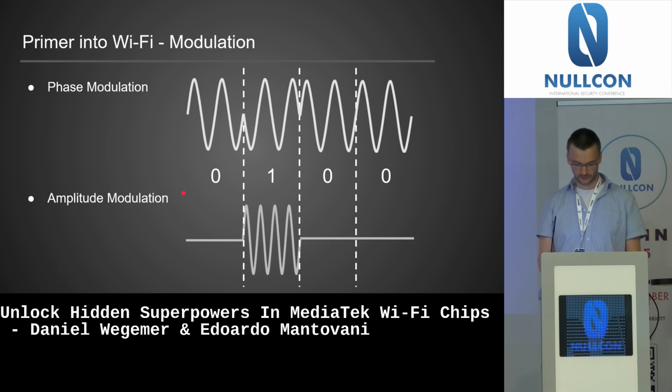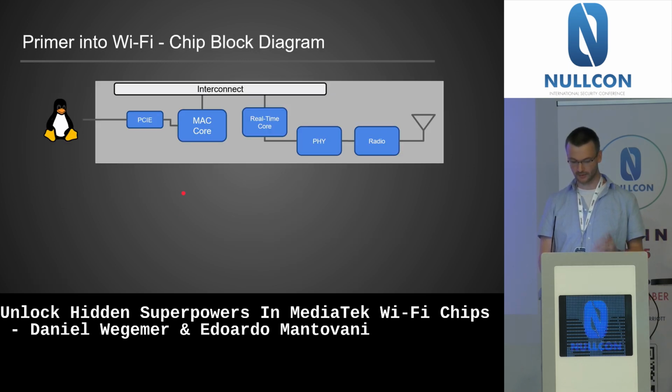So with this out of the way, let's look at a block diagram of what a chip usually looks like. Let's start from the very right. We have our antenna, and then it usually goes into a radio part, which does the conversion from our analog signals to the digital domain. And then after this, we have a block which I call PHY. This is then taking this digital data and doing the demodulation and getting actual frames out of the bits.